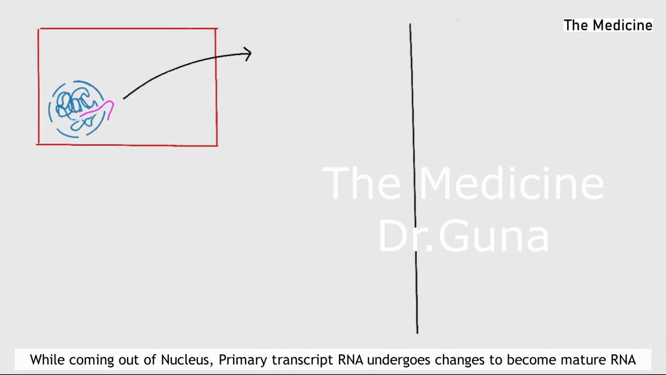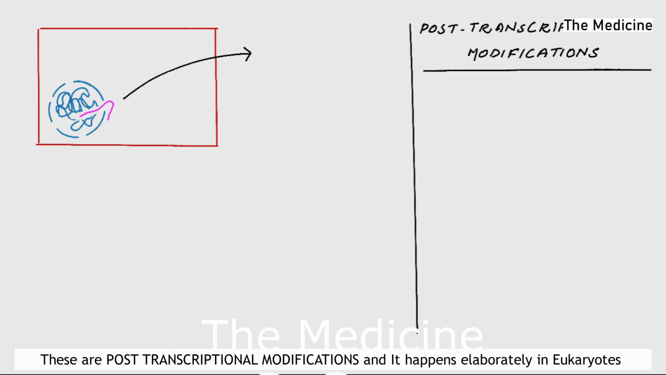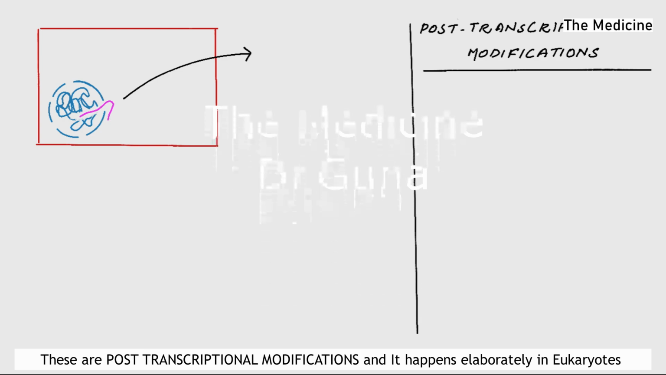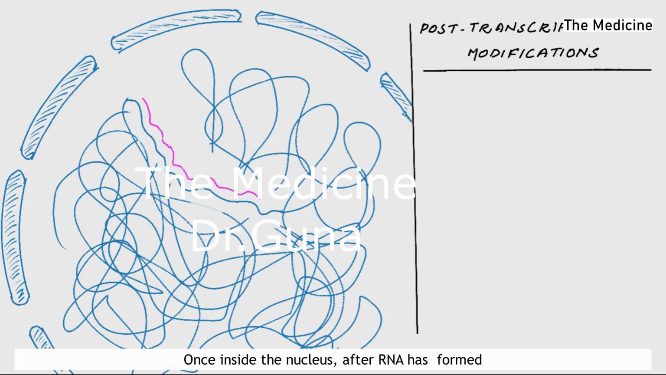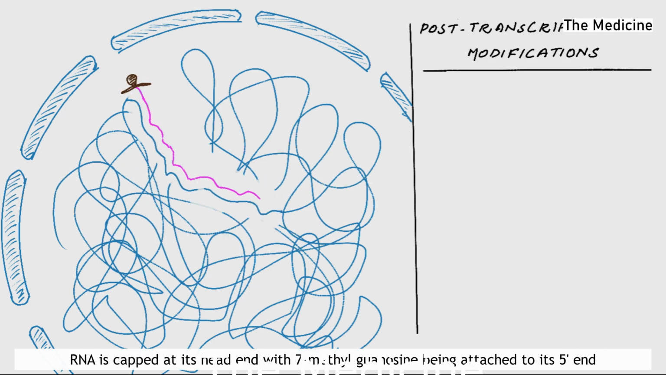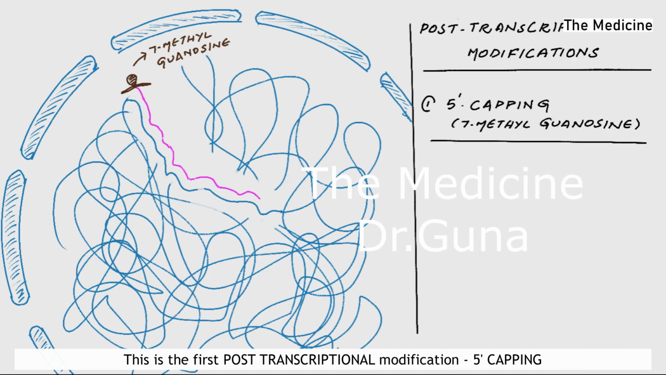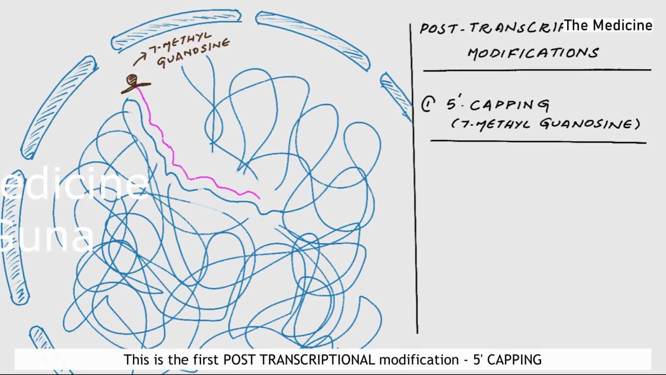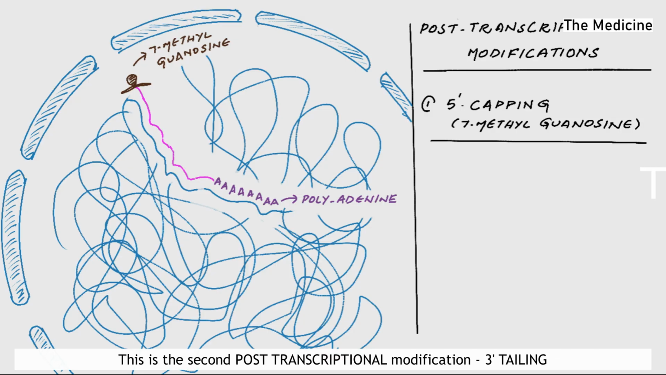While coming out of the nucleus, primary transcript RNA undergoes changes to become mature RNA. These are called post-transcriptional modifications, and it happens elaborately in eukaryotes. Once inside the nucleus, after RNA has formed, RNA is capped at its head end with 7-methyl guanosine being attached to 5' end. This is the first post-transcriptional modification, the 5' capping. RNA is attached with the tail of adenine nucleotides to its 3' end. This is the second post-transcriptional modification, 3' tailing.